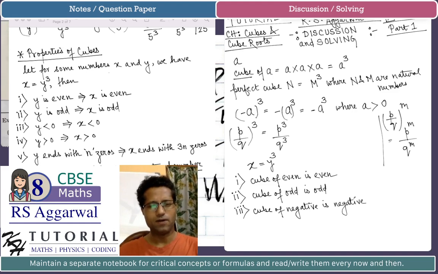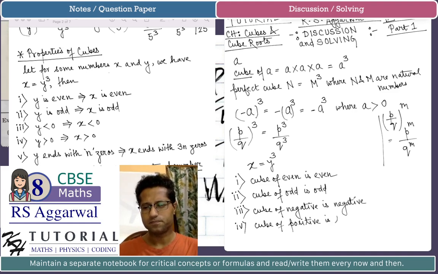Point number 4: y greater than 0 implies x greater than 0. This is very obvious, that cube of positive is a positive number. And the cube of a negative number is a negative number.